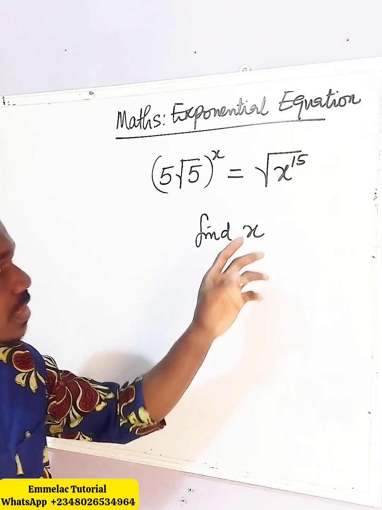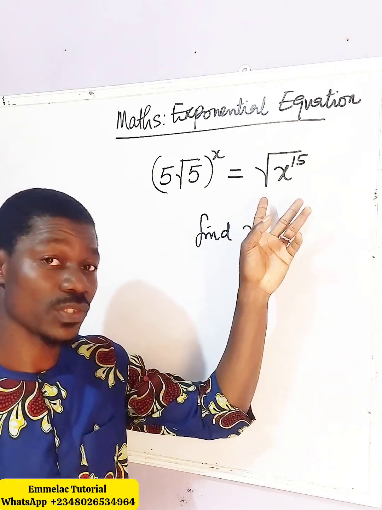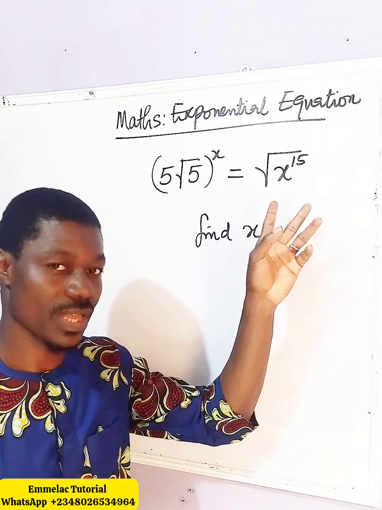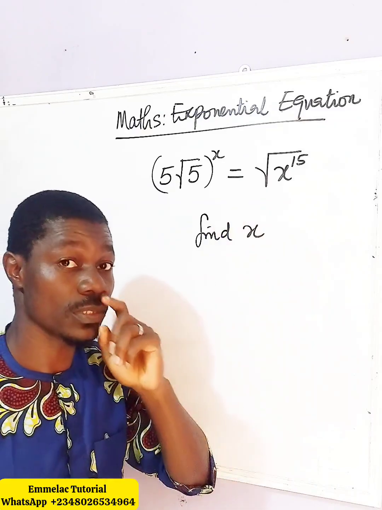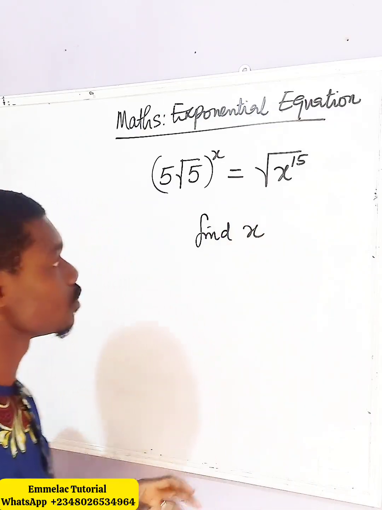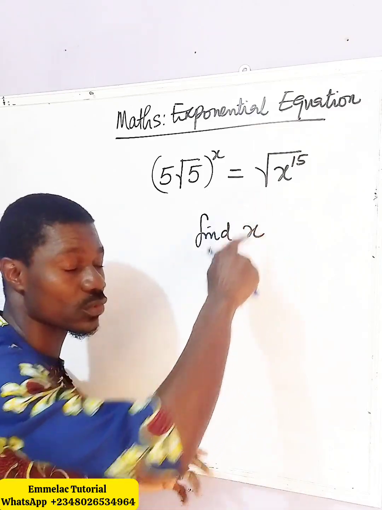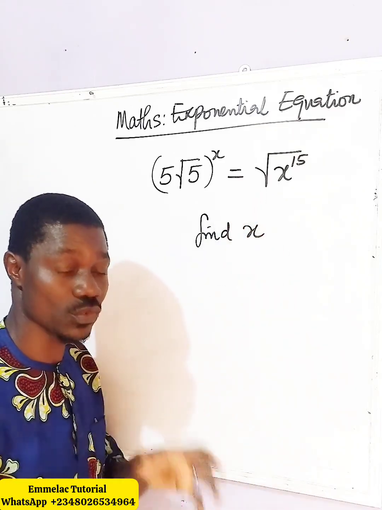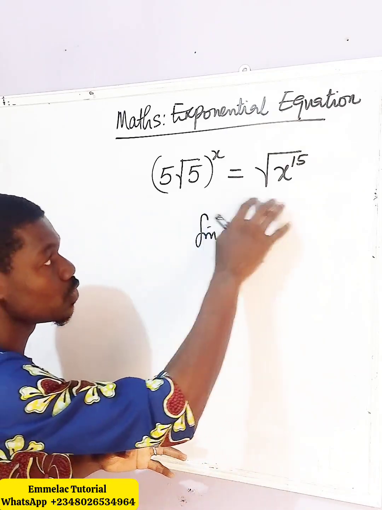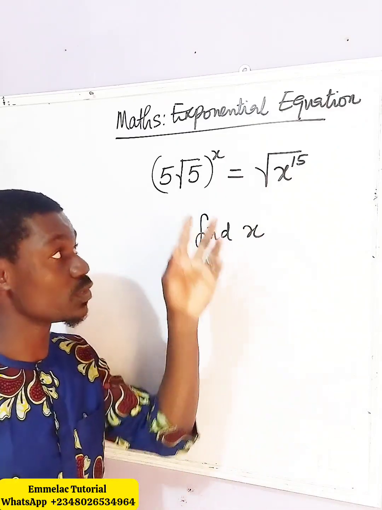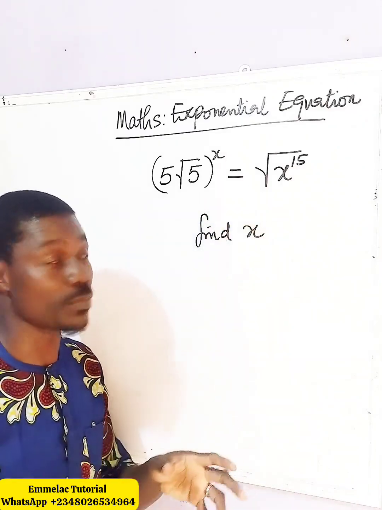Now first of all, since on the right hand side we have the square root of x raised to the power of 15, the first thing we need to do is to undo the square root. For us to undo any square root, we have to raise it to the power of 2, which implies that the two sides of the equation will be raised to the power of 2.